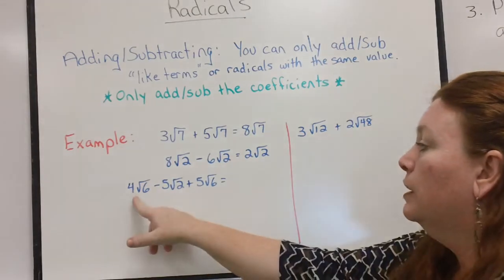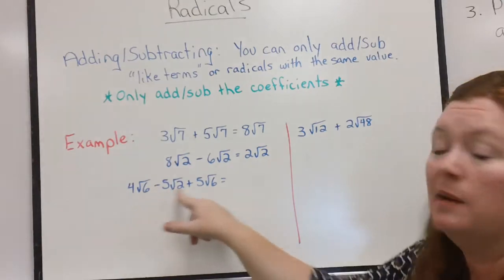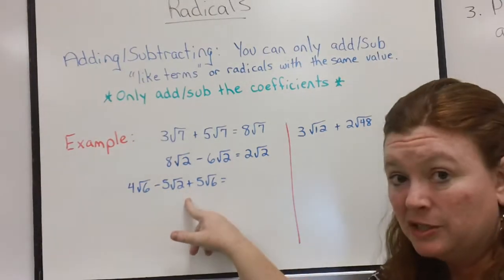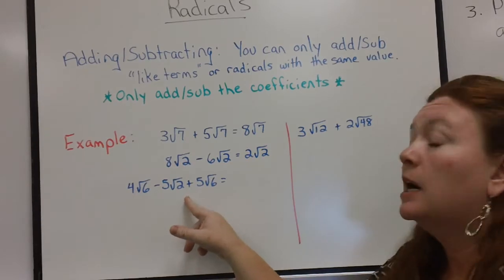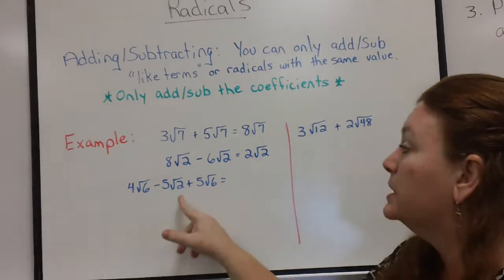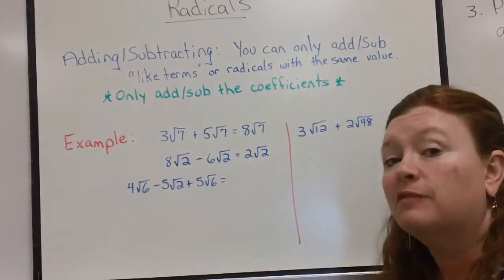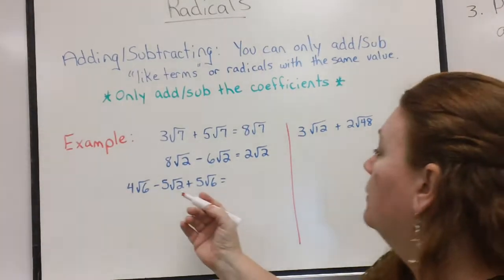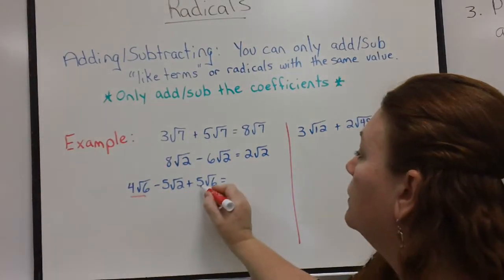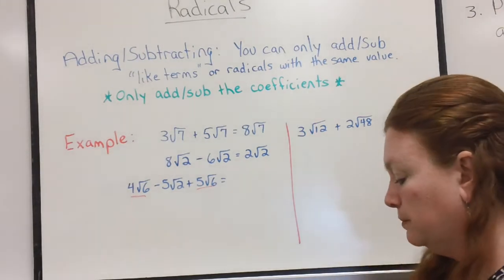For example, 4 square roots of 6 minus 5 square roots of 2, they have nothing in common. I cannot add these terms. Let me word that a different way. I cannot combine these terms because they do not have like values. Their square roots or radicals have different values underneath. But I can add the 4 square root of 6 with the 5 square root of 6. So that's one way I could simplify my answer.